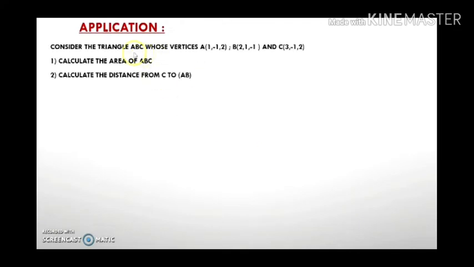An application about this: consider the triangle ABC whose vertices are A defined by its coordinates 1, -1, 2, B defined by the coordinates 2, 1, -1, and C defined by its coordinates 3, -1, 2. The first question is to calculate the area of ABC, and the second question is to calculate the distance from C to AB.